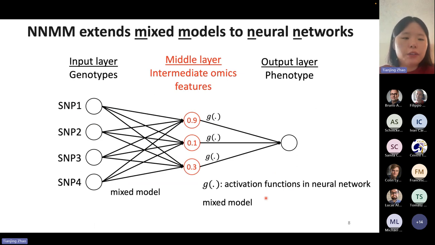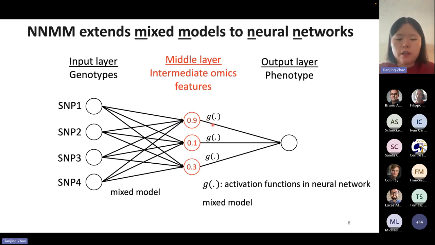Okay, let's see how we do it. We proposed a new model called NNMM, where NN stands for neural networks and MM stands for mixed models. There are three layers in our model. The first layer, the input layer, contains genotypes. The middle layer contains intermediate omics features, for example, gene expression, and the output layer, the third layer, has the phenotype. We use mixed models to model the relationships between the input layer and the middle layer, and also between the middle layer and the output layer. And also you can see here, g is an activation function in the neural network.